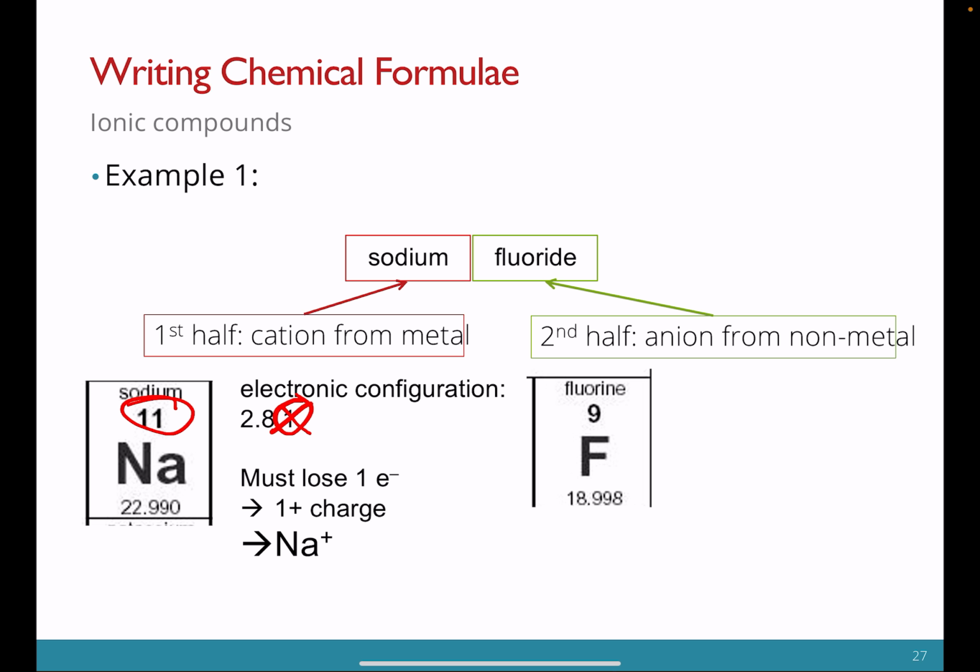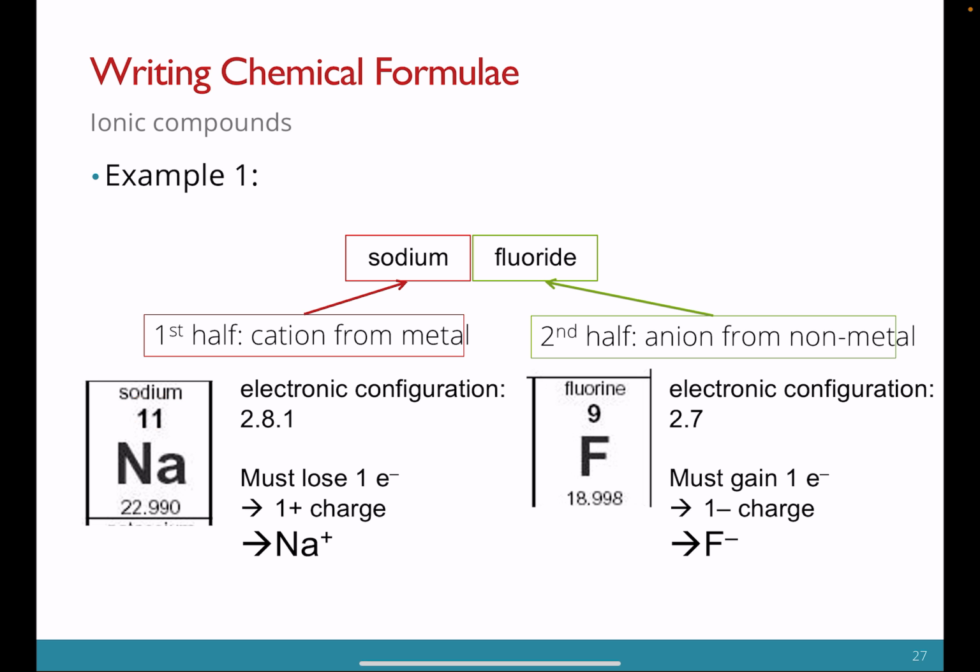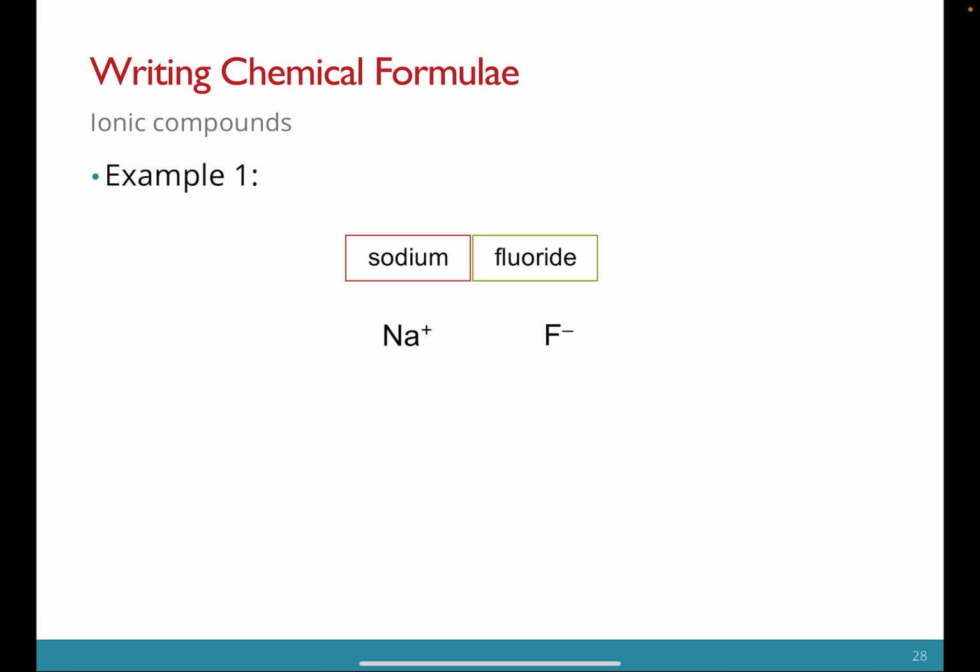For fluoride, we look at fluorine. What is the electronic configuration of fluorine? Yes, it's 2.7. Notice that it must gain one electron to attain the stable noble gas configuration, and hence it will have a negative charge, F-.